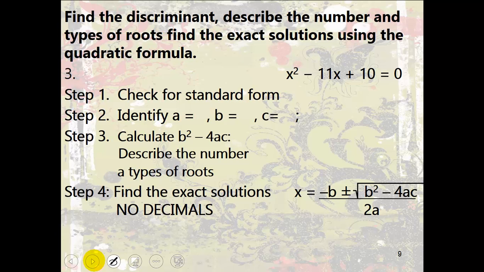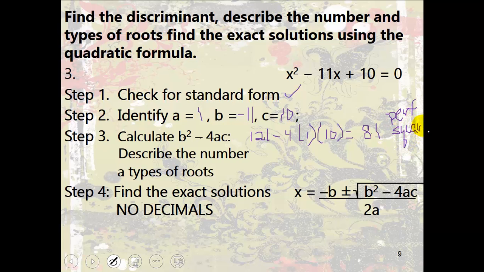All right, same thing. Check for standard form. Check. My a is 1, my b is negative 11, and my c is 10. I'm going to calculate my discriminant, which is b squared minus 4 times a times c. So I get 121, that's 11 squared, minus 4 times 1 times 10, and that leaves me 81. 81 is positive, so I know I have 2 solutions. It's a perfect square.